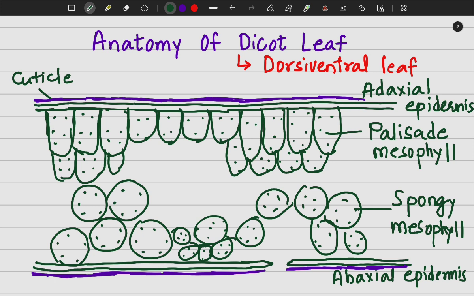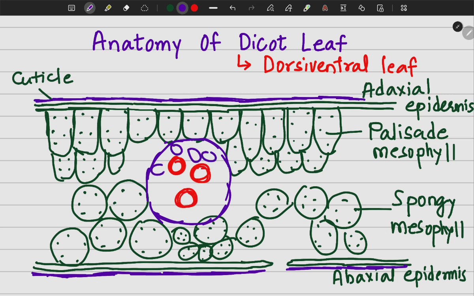Now we are done with the epidermis and mesophyll. Now let us draw what is remaining, that is the vascular bundle. Vascular bundles will be found wherever there is a vein in the leaf, right? So suppose here one vascular bundle is present. The vascular bundle will have xylem and phloem inside it. So suppose these are xylem, and then there will be phloem for conduction of water and food.